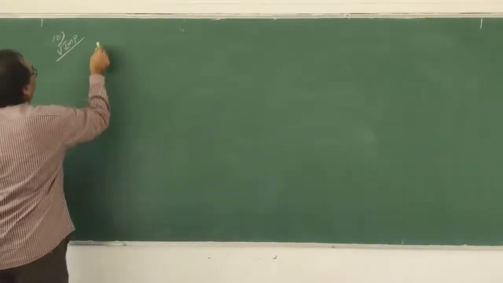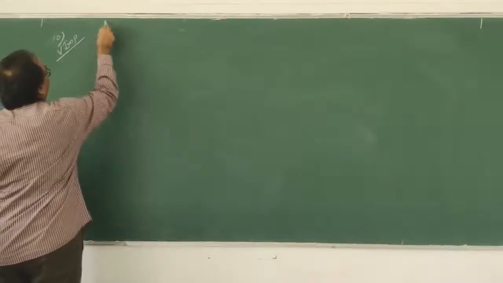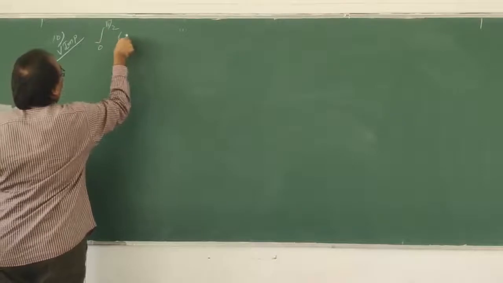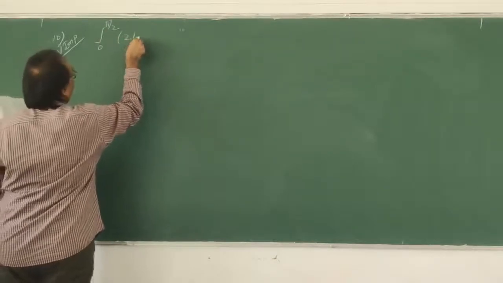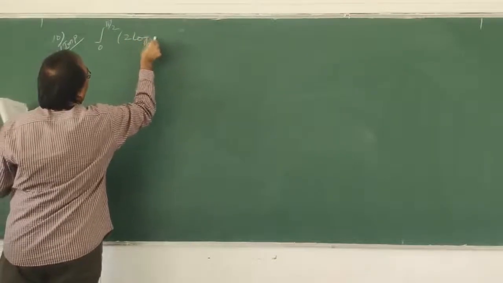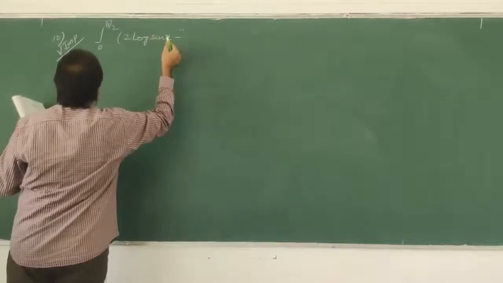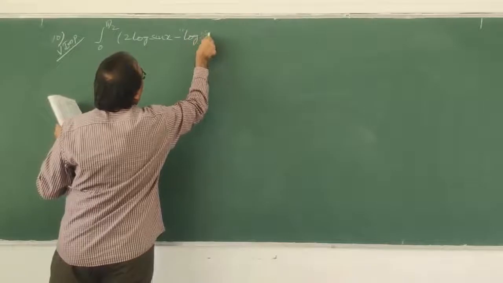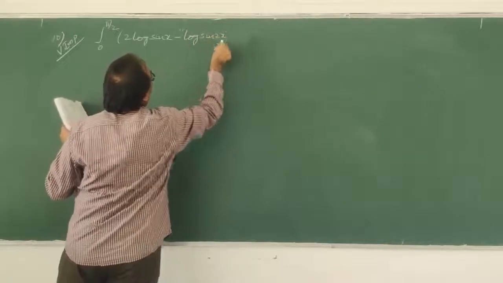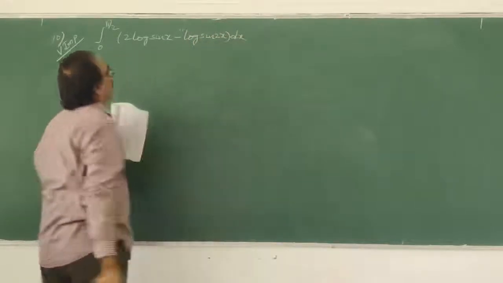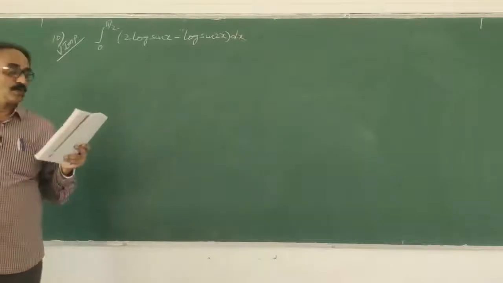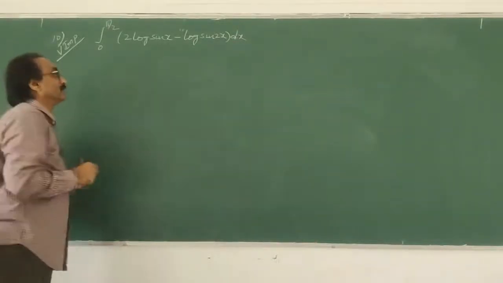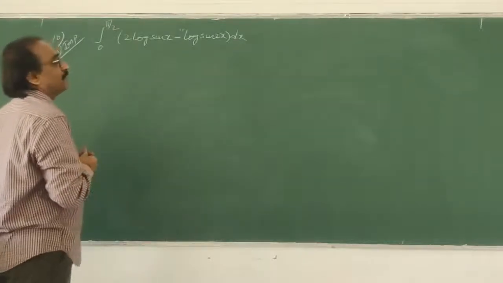What is given, you see? Integral 0 to pi by 2 of 2 log sin x minus log sin 2x dx. Like this is given. So 2 log sin x minus log sin 2x dx. Anyhow, this is the problem given now.